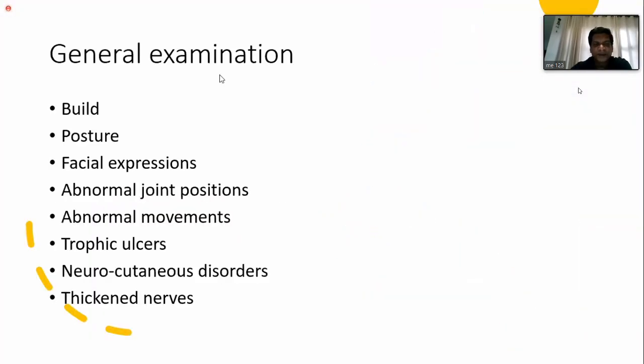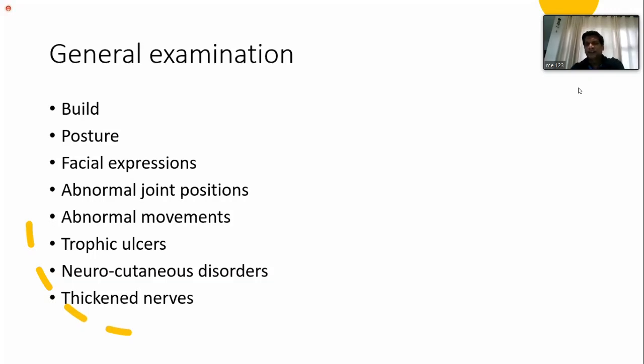You can see the screen now. Right. Okay. So as in any other system examination, when you are doing CNS examination, you have to do the relevant general examination, and that would include the build. So whatever the case you are getting, whatever system you are getting, you have to generally comment about the build of the patient, general hygiene, and things like that, right? So even in a CNS case, a thin emaciated patient might tell you the diagnosis.